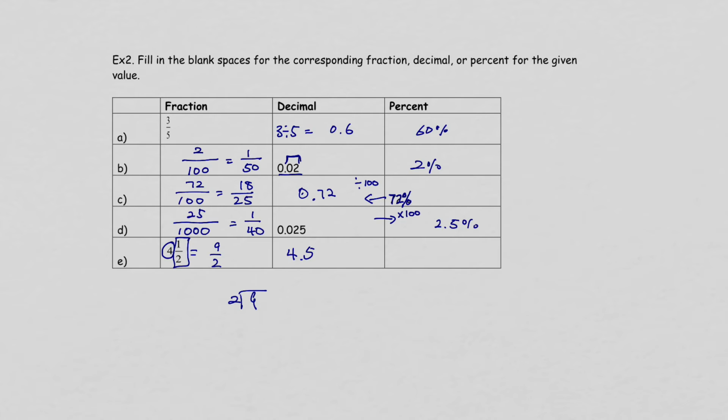And then decimal change to percent. You're going to multiply by 100, so it will be 450%.